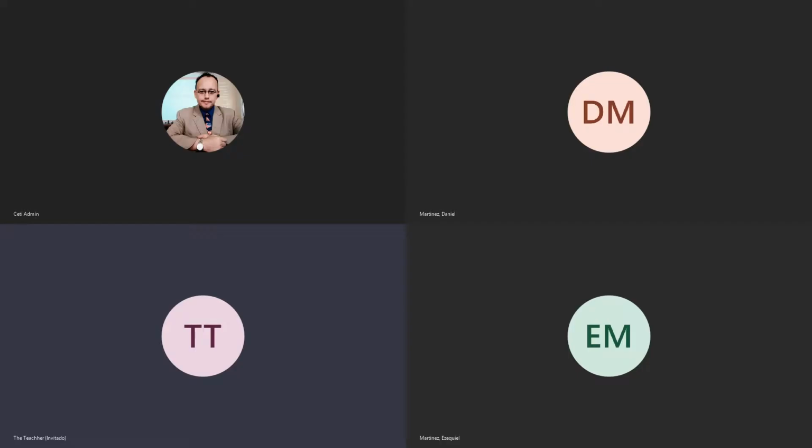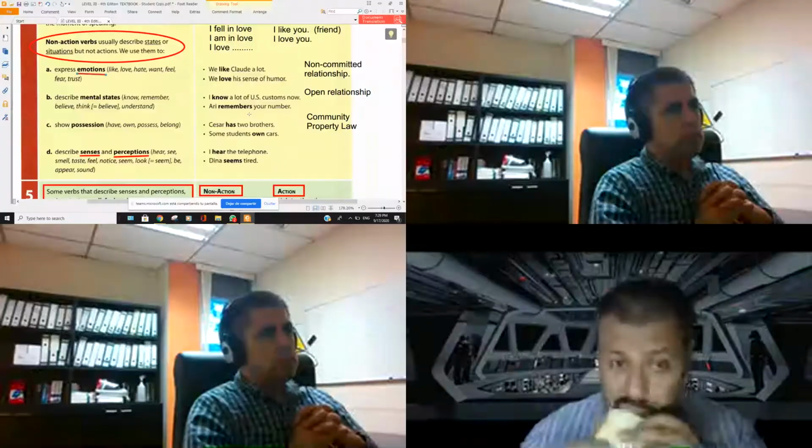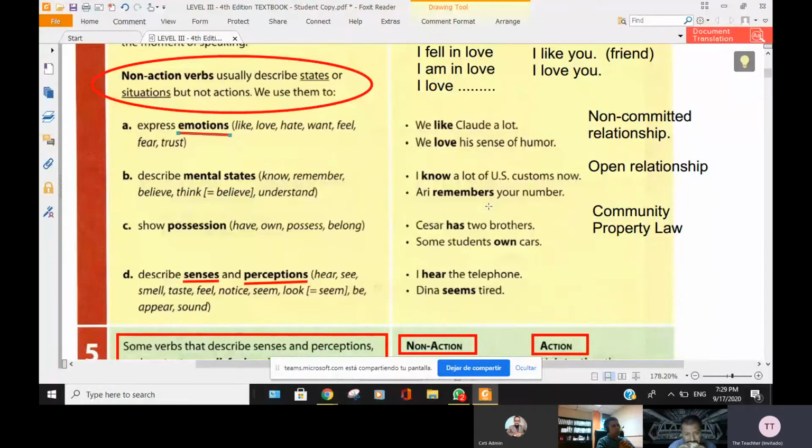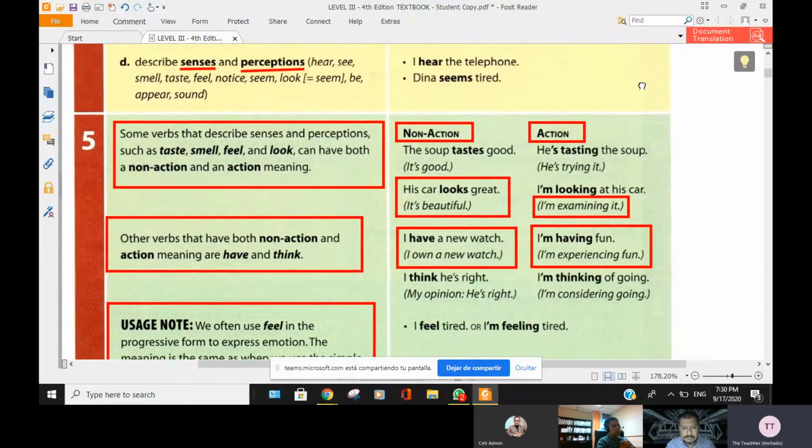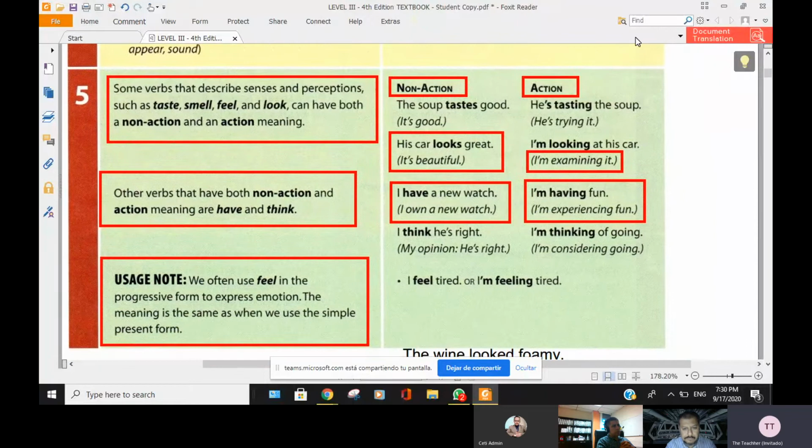perceptions. In the last class, we discussed how to use non-action verbs appropriately with the simple present, and how not to use non-action verbs with the present progressive. We've already spoken about several examples. We also talked about some verbs that can be used as non-action and action.